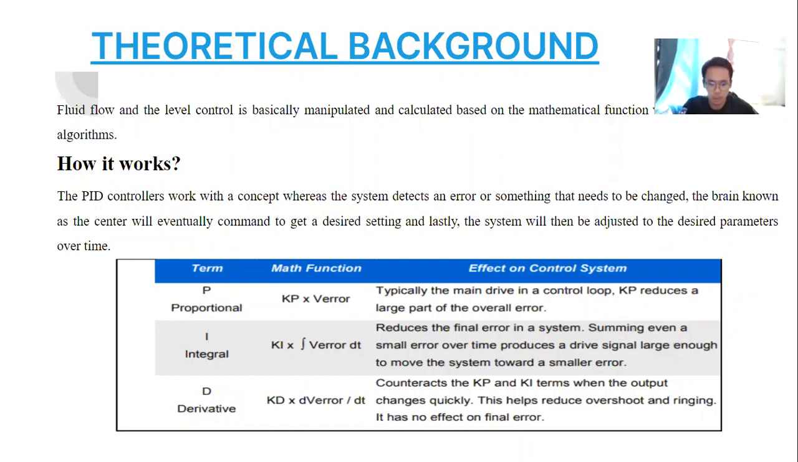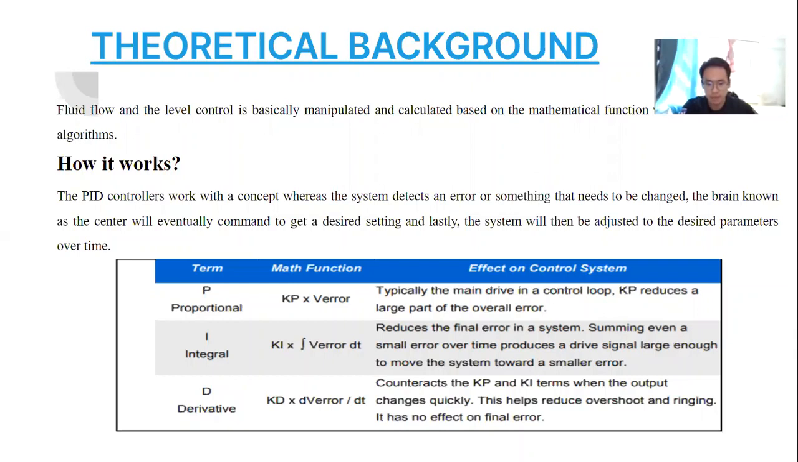There are 3 terms. The proportional term's function is Kp times the error. Its effect on the control system is that it is typically the main drive in the control loop, and Kp reduces a large part of the overall error. The second one is the integral, which is Ki times the integral of the error dt. It reduces the final error in the system. To sum up, even a small error over time produces a drive signal large enough to move the system toward a smaller error. Moving to the last one, the derivative, which is Kd times the derivative of the error over dt.